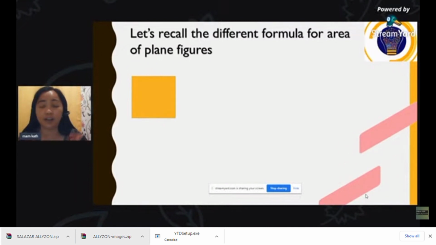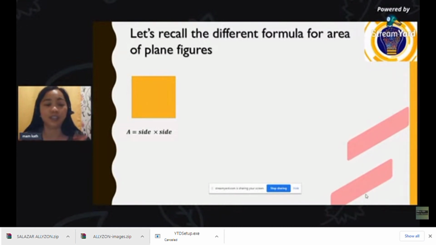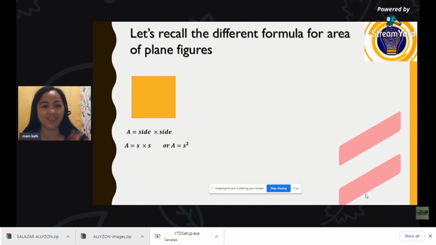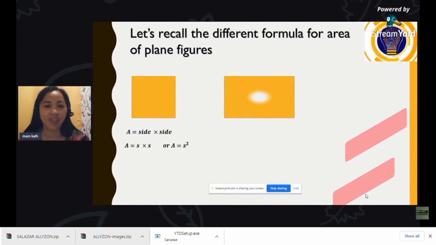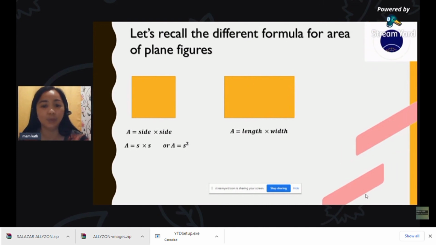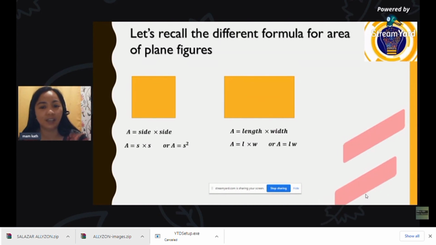Now we have here a square, and a square, we all know that a square has 4 equal sides. Therefore, its area is equal to side times side, or area is equal to S times S, or we have here S squared. And if we have here a rectangle, we have area is equal to length times width, or we can write that as A is equal to L times W.